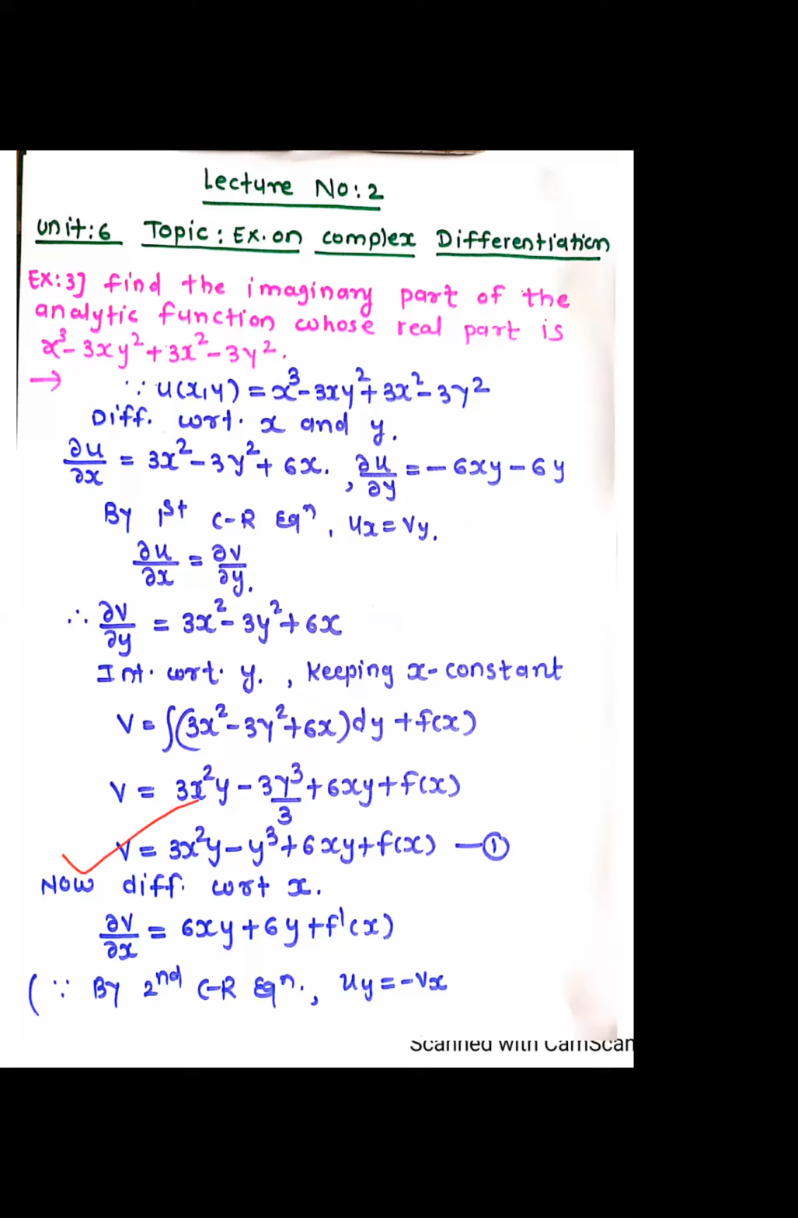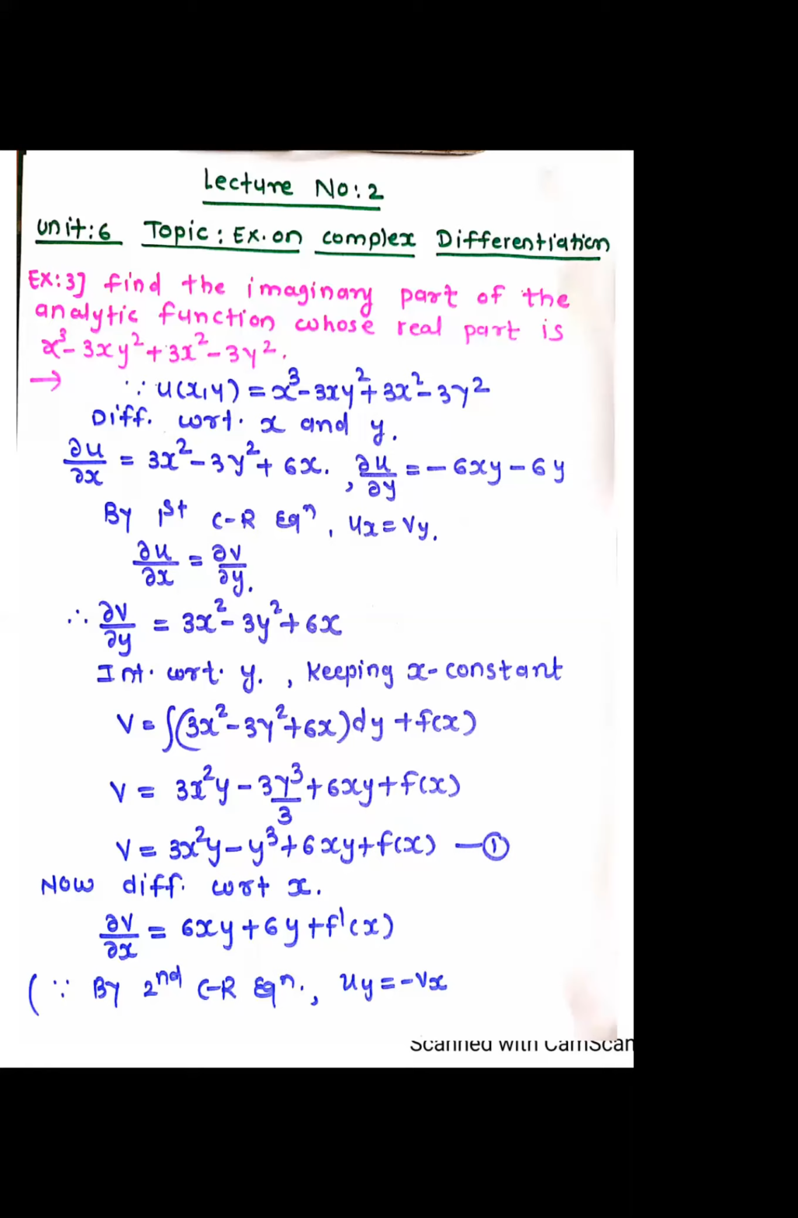And therefore v equal to 3x square y, so 3 cancels, y cube is remaining, plus 6xy plus f of x. Okay, so it is the value of v. Call this equation number 1. Now the next procedure is that we'll have to eliminate that f of x, and to eliminate f of x, we'll have to differentiate with respect to x.